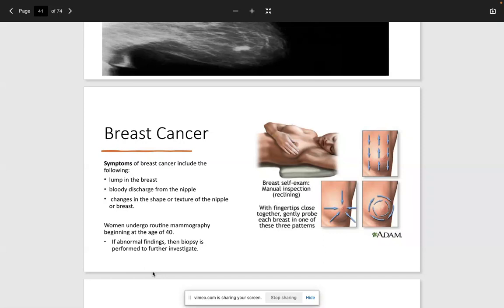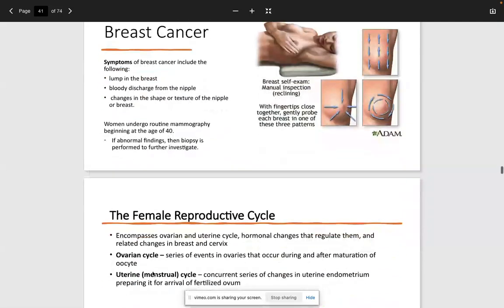So again, all of these symptoms are concerning and should prompt you to visit your physician. So a lump in the breast, bloody discharge from the nipple, or changes in the shape or texture of the breasts themselves.